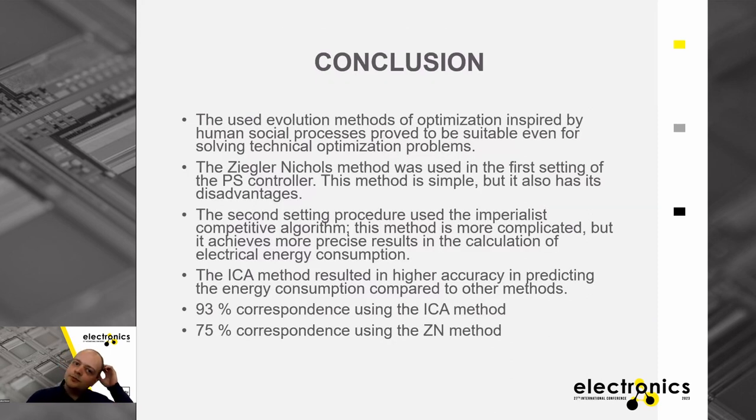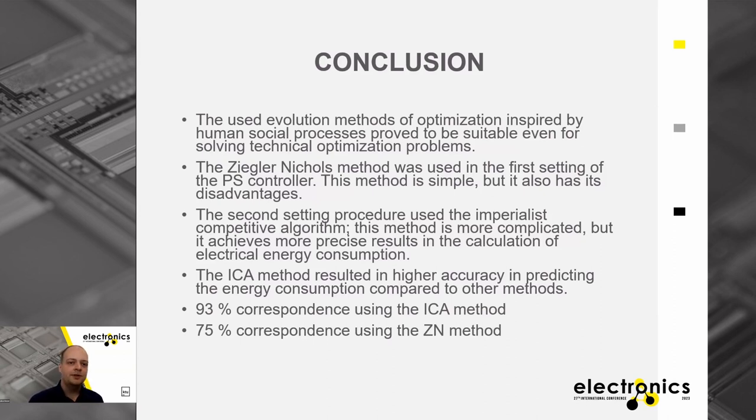The used evolution method of optimization inspired by human social processes proved to be suitable even for solving technical optimization problems. This article solved the problem of calculating the PS speed control constant for the chosen tram vehicle by means of simulation in the MATLAB Simulink environment.